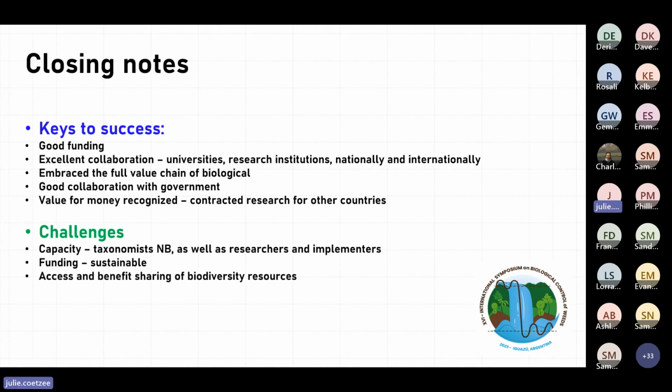We need capacity in taxonomy. We need morphological and genetic taxonomy to come together, and we really have to build this, because as we delve deeper into the intricacies of the genetic makeup of both our plants and our species, we really need to understand the genetics. We also need more researchers. We need more implementers. South African biocontrol research needs sustainable funding.